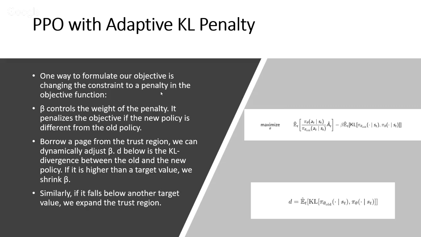Borrow a page from the trust region. We can dynamically adjust beta. D below is the KL divergence between the old and the new policy. With a higher than target value, we shrink beta. Similarly, if we fall below another target value, we expand the trust region.